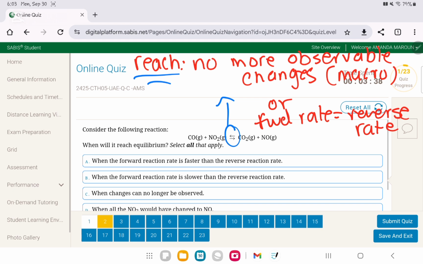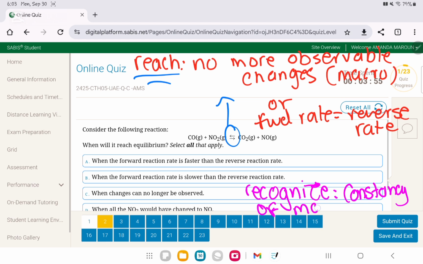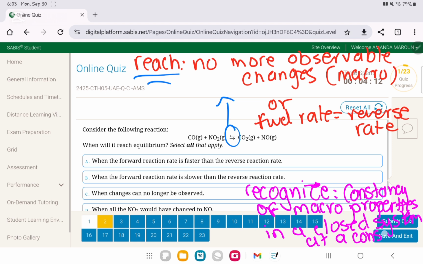However, this is very important, to recognize equilibrium, how do we recognize it? It is recognized by a constancy of macroscopic properties in a closed system at a constant temperature. Now, all of these are words, they might be confusing, so let me break it down.